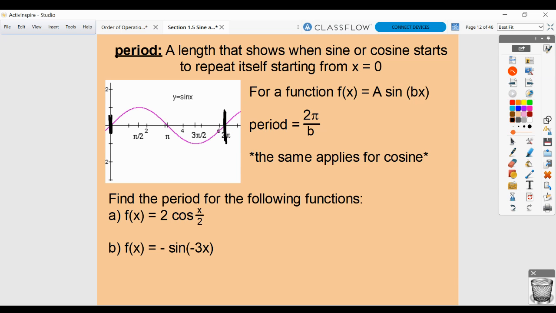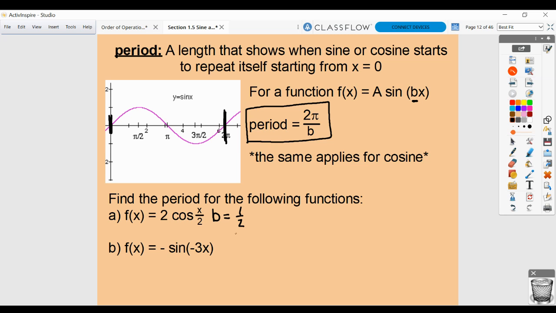In order to figure out what your period is, use this little formula right here. Period equals 2 pi divided by b. B comes from the equation, and it's the number in front of the x. So if we look here at this example, f of x equals 2 cosine x over 2, the number in front of the x is 1/2.